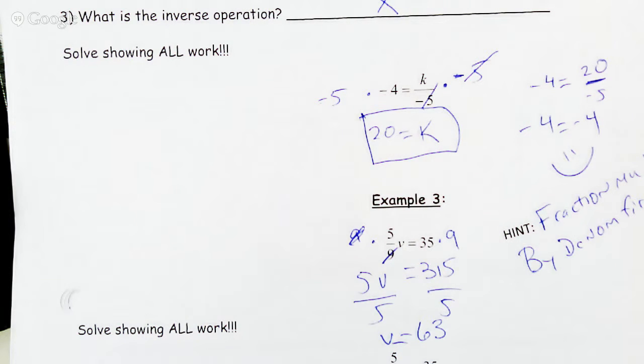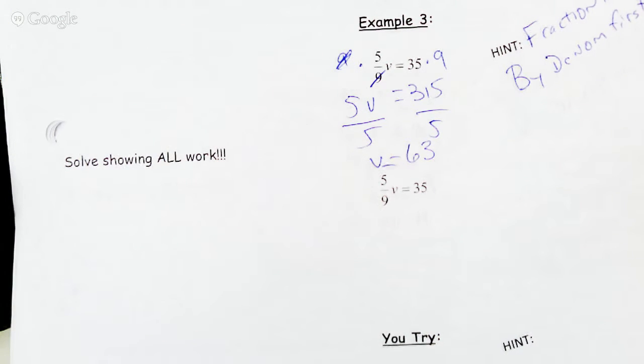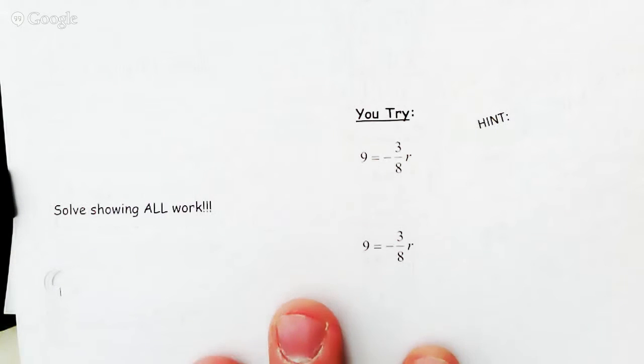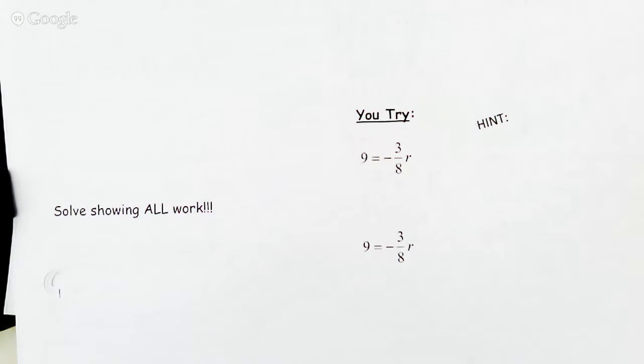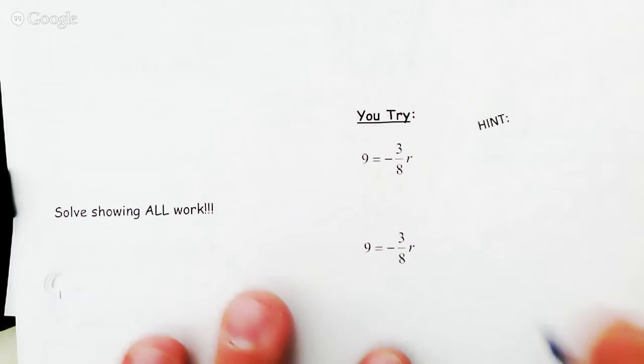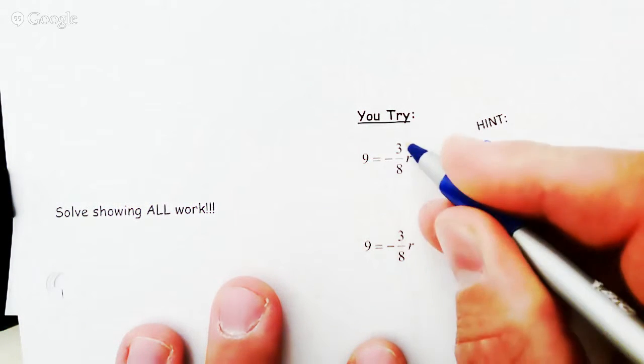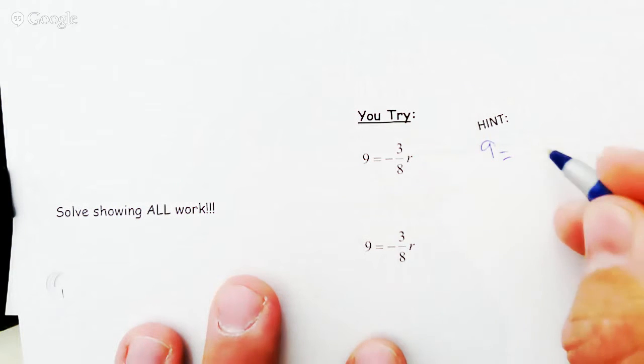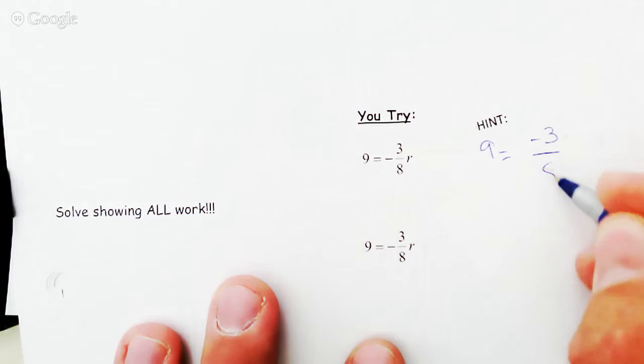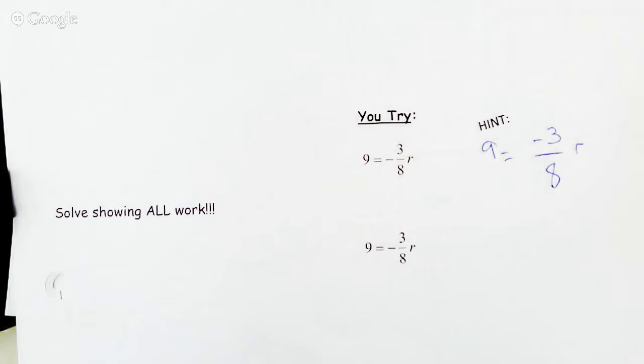Okay, try the one on your own down beneath. Now, even worse, this one has a negative. So here's what I'd like you to do. Write off to the side: 9 is equal to. The negative goes with the top, so rewrite it as negative 3 over 8R.